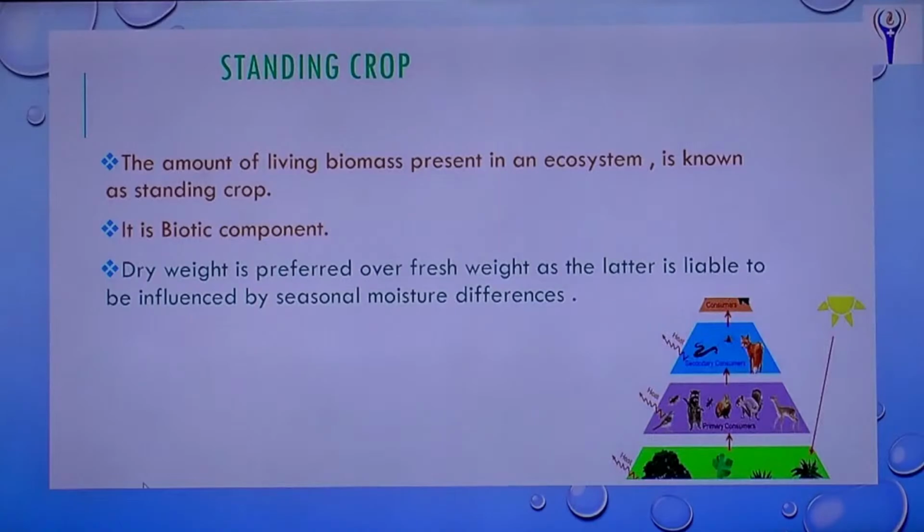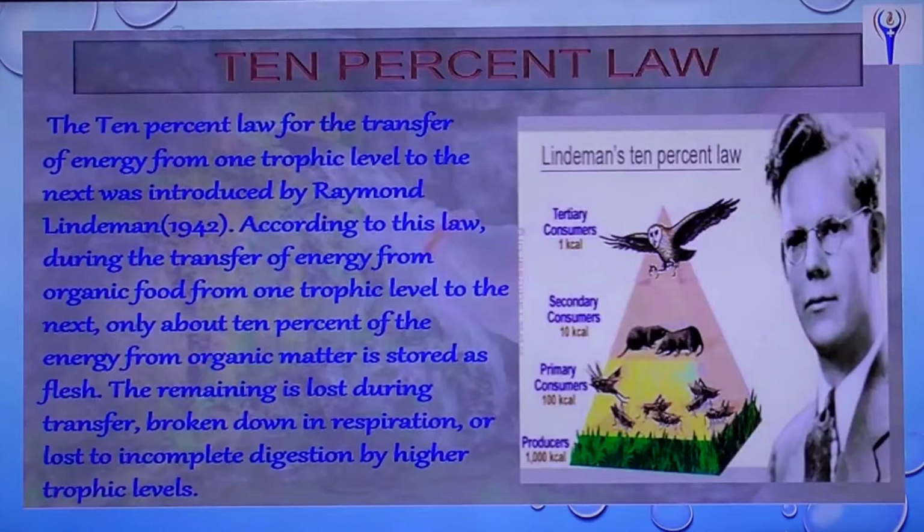And the next is the 10% law. We saw the food chain, that is from producers to consumers and consumers to decomposers. Only 10% of energy will be transferred to the next level. The other 90% will be lost due to reasons like respiration. The 10% law for the transfer of energy from one trophic level to the next was introduced by Raymond Lindeman in the year 1942.